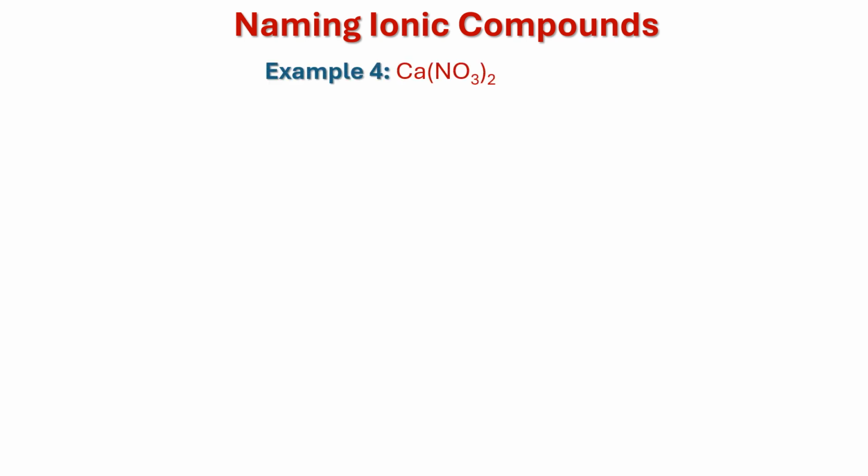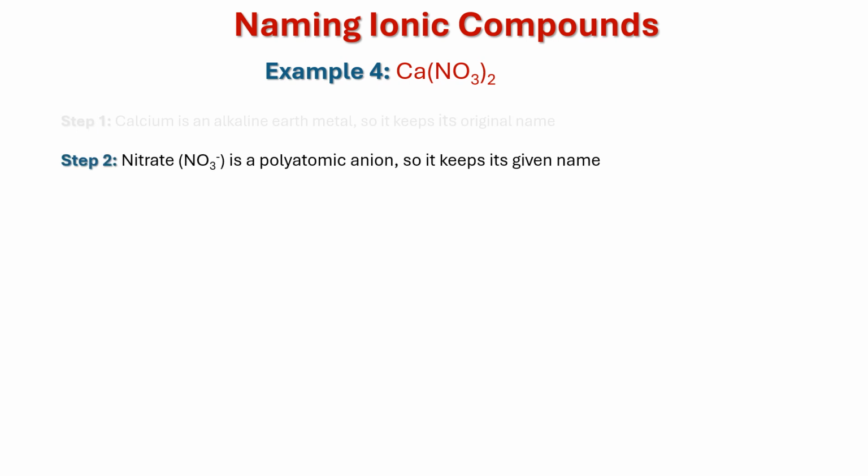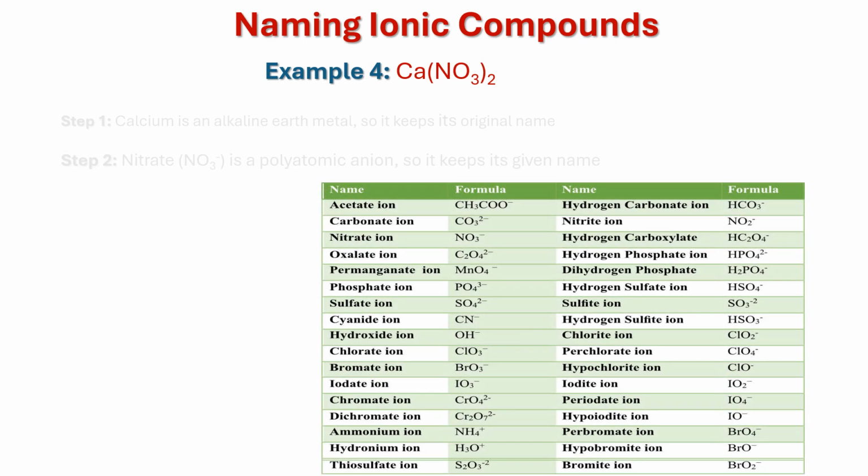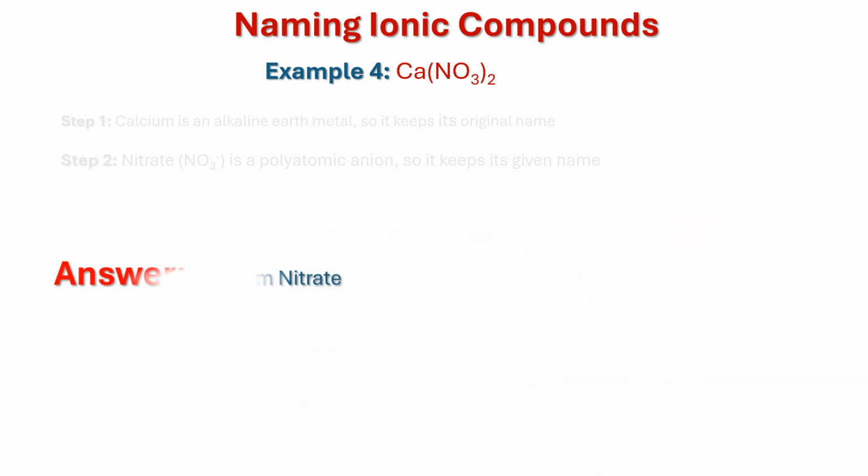Example number 4, Ca(NO3)2. Calcium is in group 2A, an alkaline earth metal, so we're going to keep its name. Whereas NO3 is nitrate, a polyatomic anion, it keeps its name as well. So let's look up NO3. There it is. So we would name this compound calcium nitrate.